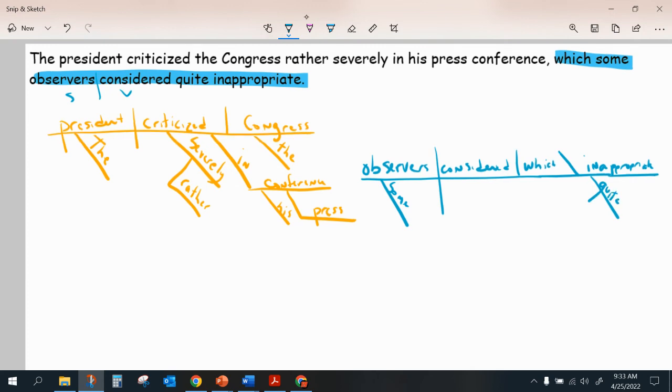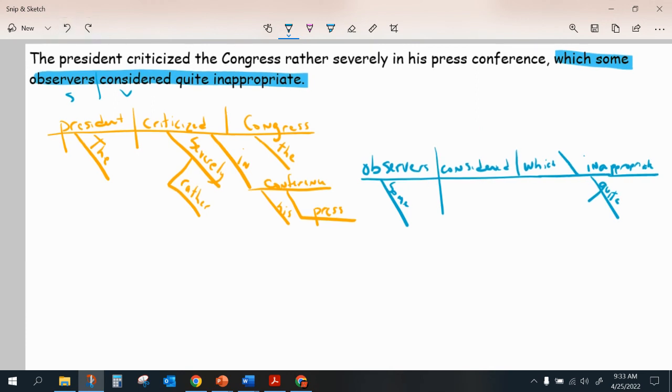Now, normally I would take that word which, and I would have some kind of dash line back to some kind of noun. But I don't think it's connecting to the conference. The conference isn't inappropriate. Congress is inappropriate. The president's kind of acting in an inappropriate way, supposedly, in the sentence. But really what I'm saying is the fact that he criticized Congress, this whole thing is inappropriate. So, just take that out of here. Ooh. And so, lost a letter.